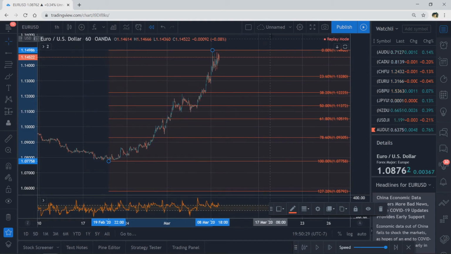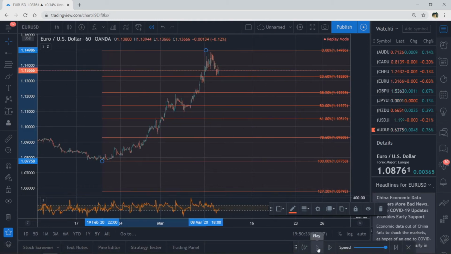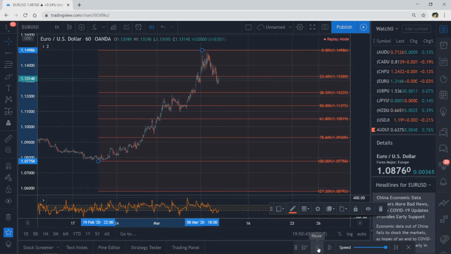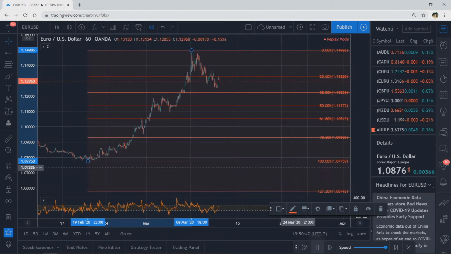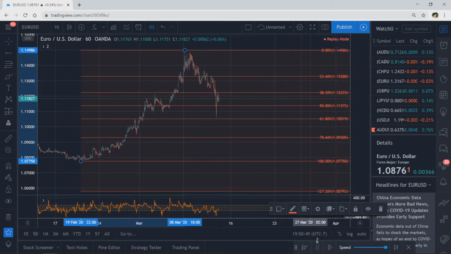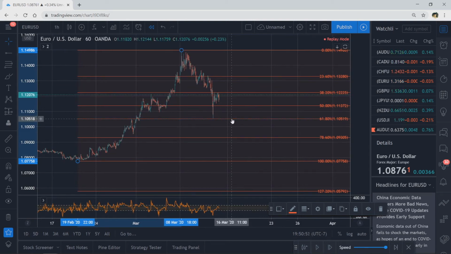Once again, keeping in mind these levels. Press play. We see it bounces off that 23.6. That's twice in a row. Looks like a pattern's forming here. Maybe you're going, oh, I can use this. But let's see what happens. Oh, it breaks the 23.6. Now it keeps going down, and look at that. Bounces dang near perfect right off the 61.8%.